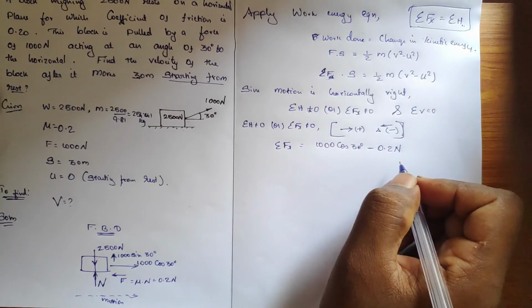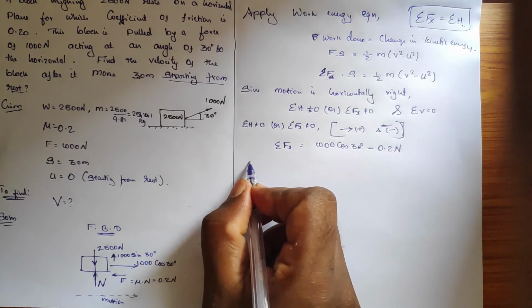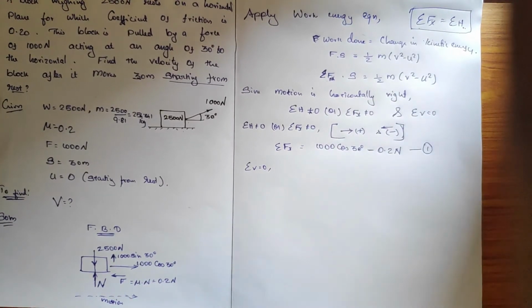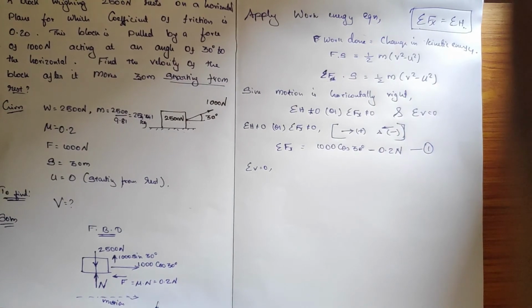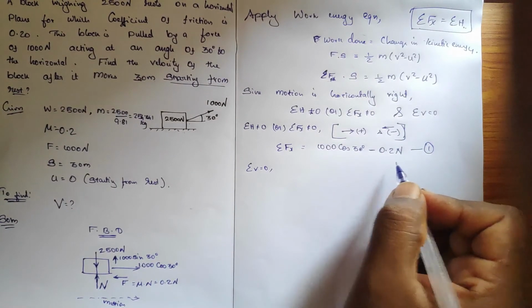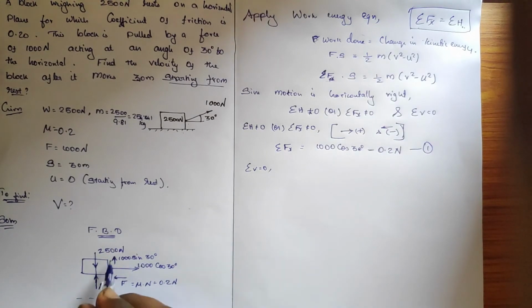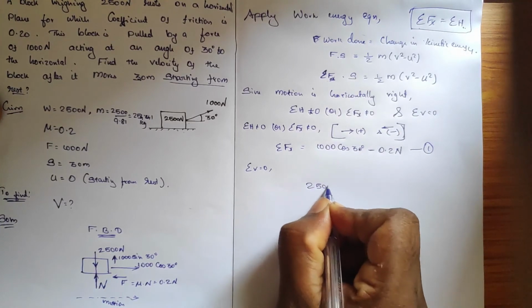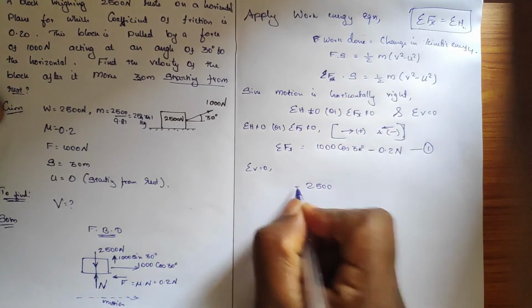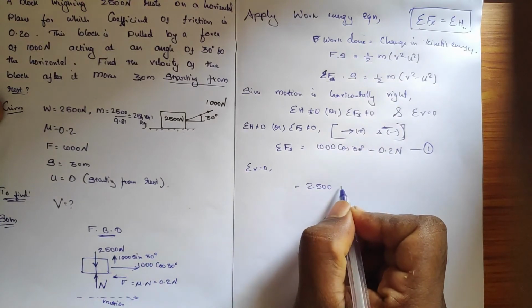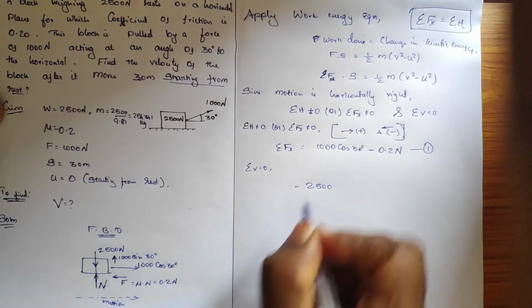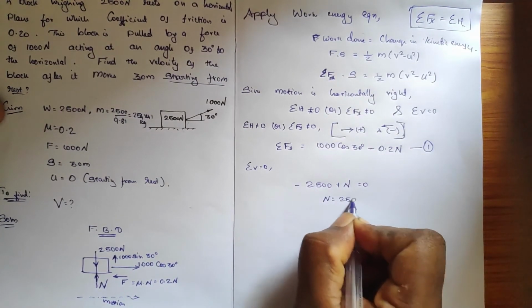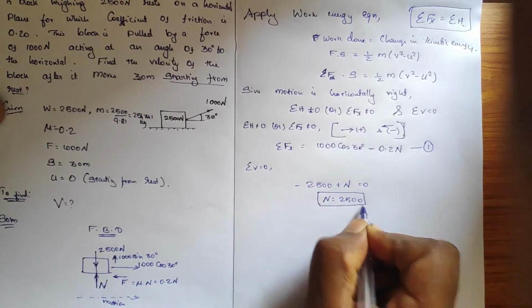So here what I am going to do is apply sum of vertical force equal to 0. I will take this as equation number 1. So if I apply sum of vertical force equal to 0, the vertical force here is 2500 Newton, which is downward, so minus, and the normal reaction is an upward force, so it is positive, which is N, equal to 0. So N is equal to 2500.